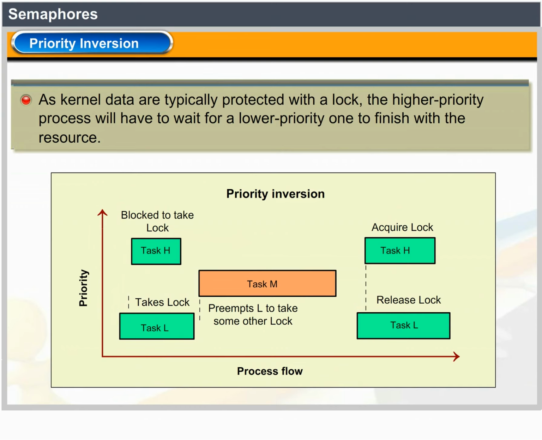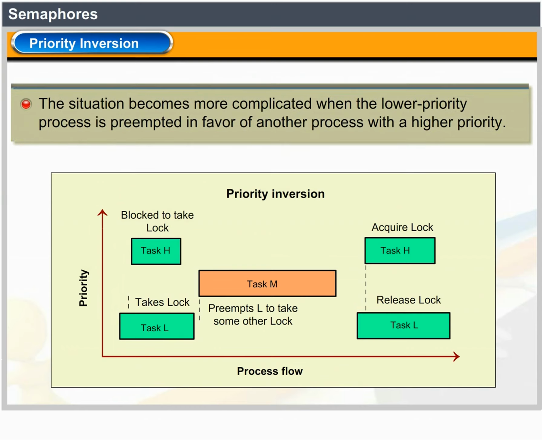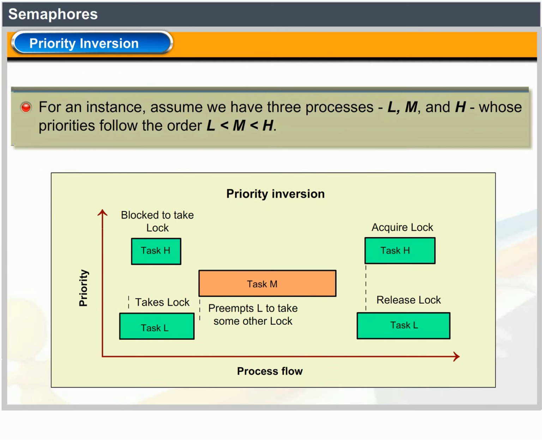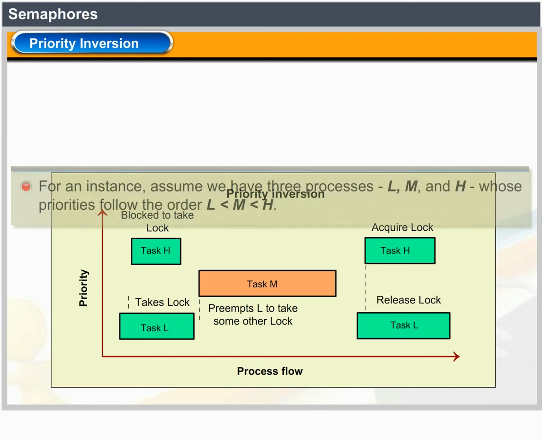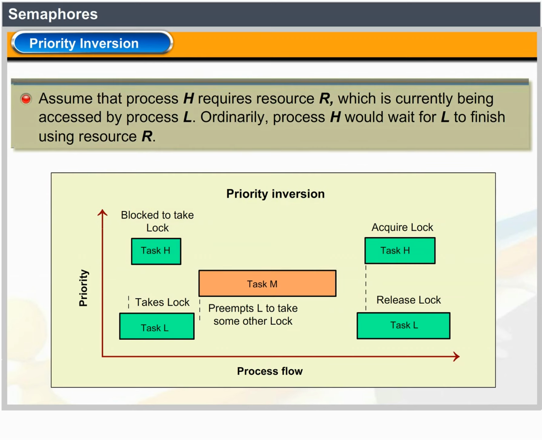The situation becomes more complicated if the lower priority process is preempted in favor of another process with a higher priority. As an example, assume we have three processes, L, M, and H, whose priorities follow the order L < M < H. Assume that process H requires resource R, which is currently being accessed by process L. Ordinarily, process H would wait for L to finish using resource R.